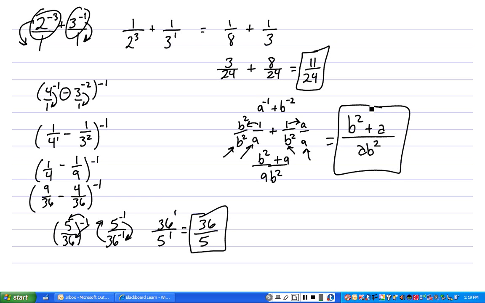Alright, so that's a quick lesson in learning how to do various operations, multiplication, division, adding and subtracting, when dealing with integers for exponents. So in other words, your exponents can be positive or negative, and how to deal with those situations.